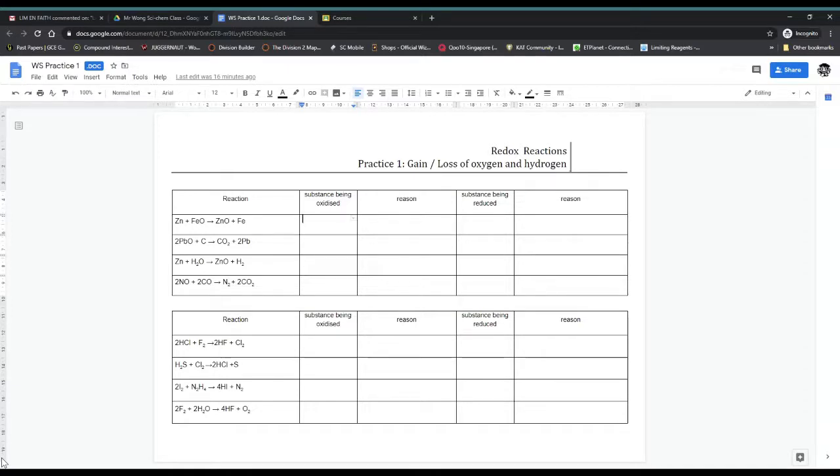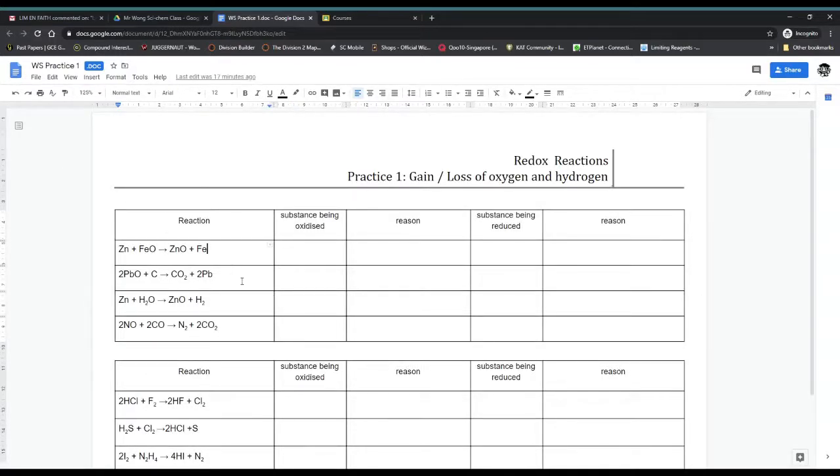Starting from the leftmost, you will see a reaction represented in the form of an equation. I'm going to use this as an example here, zinc and iron oxide, to show how this could be done. From an equation, you're going to use the skills that were taught earlier. You're going to inspect the equation. Let me make this a little bit bigger so you could have a better focus on what I'm talking about.